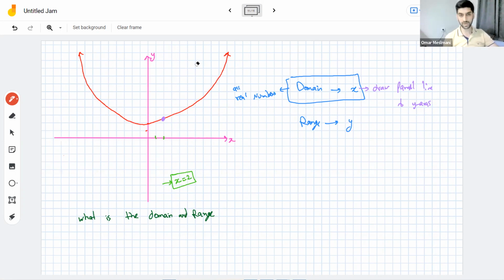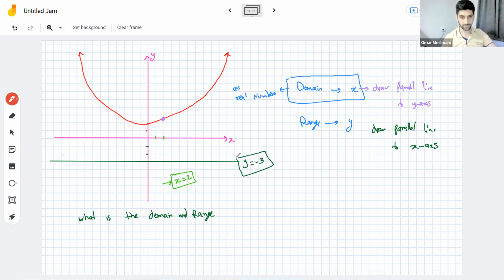If you want to find the range, you will do the opposite, which is to try to draw a parallel line to what this time? To the x-axis this time. Let's draw a parallel line to the x-axis like this, and now try to do the same. Who knows what this equation is? It is 1, 2, 3, so this equation is y equals -3. Do I have an intersection with the red line?